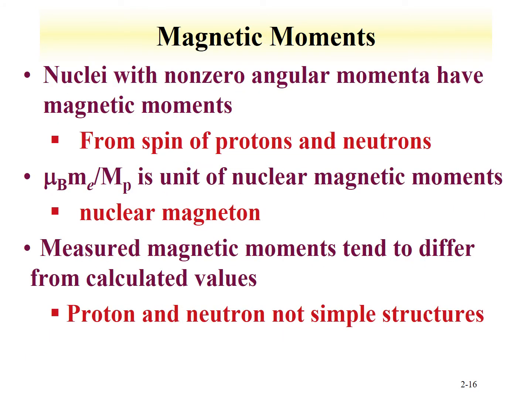Nuclei with non-zero angular momenta also have magnetic moments, and these are from the spins of the protons and the neutrons. From nuclear magnetic resonance, you're familiar with the term magneton, so it's basically the strength of this magnetic moment. These measured magnetic moments tend to differ from calculated values, and again, that indicates that protons and neutrons are not simple structures. So again, we're seeing this trend. You do a calculation, you measure something, they don't agree, come up with a reason that they don't agree.